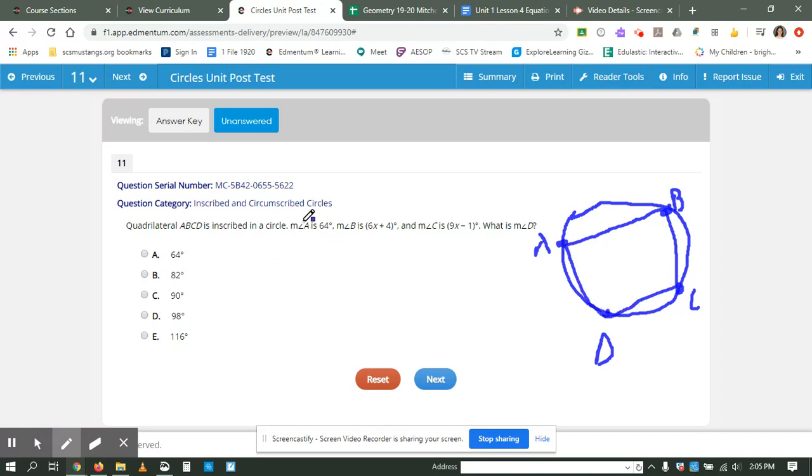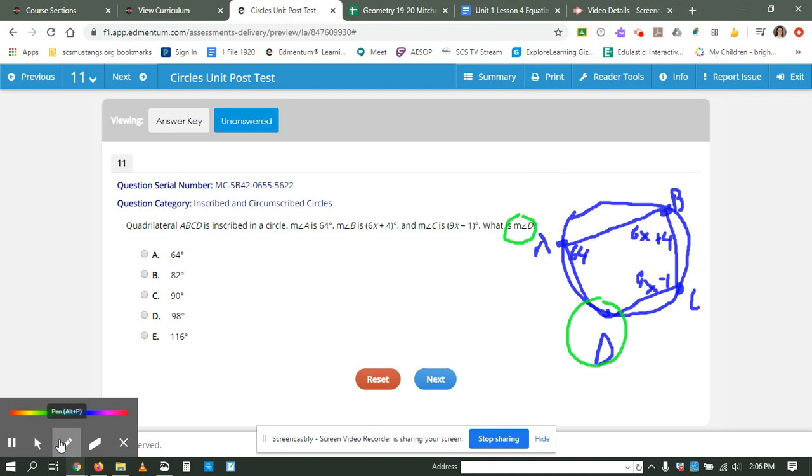And then it tells us the measure of angle A is 64. It tells us angle B is going to be 6x plus 4. And then C is 9x minus 1. And then the answer that it's looking for is, what is the measure of angle D?